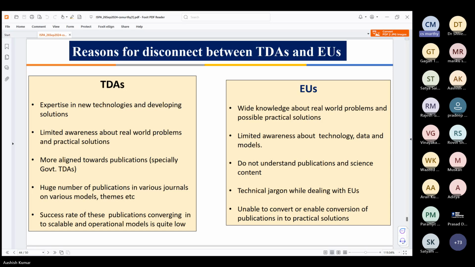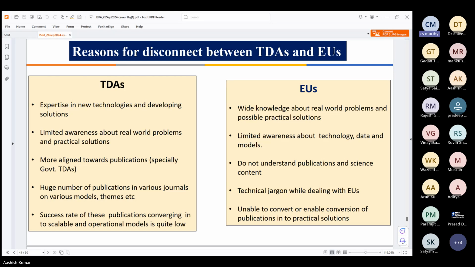For example, if we take agriculture problems, crop risk assessment: when the risk happens, what is the affected area, what is the damage. These are the real world problems and practical solutions. Another thing, mostly government sector TDAs are aligned towards publication-oriented research, what we call academic research. There are a huge number of publications on crop mapping and land use land cover statistics. If you look at the last 15, 20 or 30 years, you can find huge numbers of publications on LULC and crop mapping. But how many of these publications are translated into scalable and operational models is really worrisome. The success rate is low.